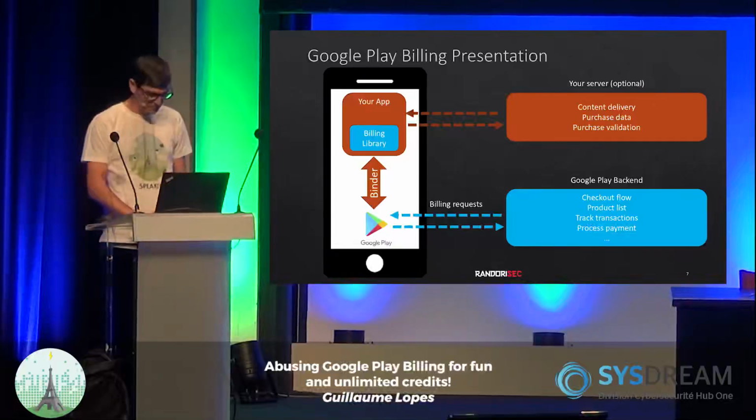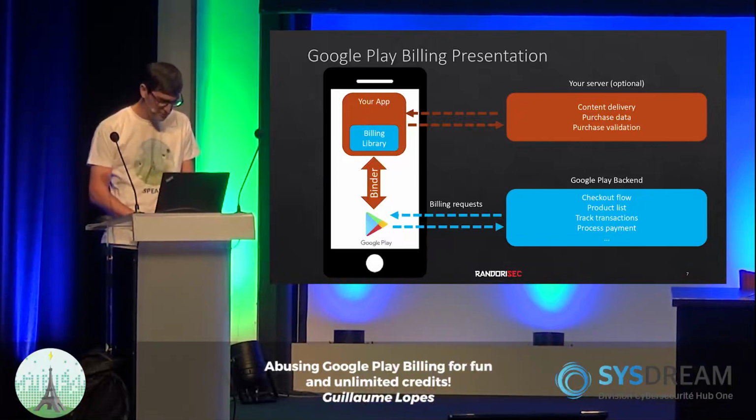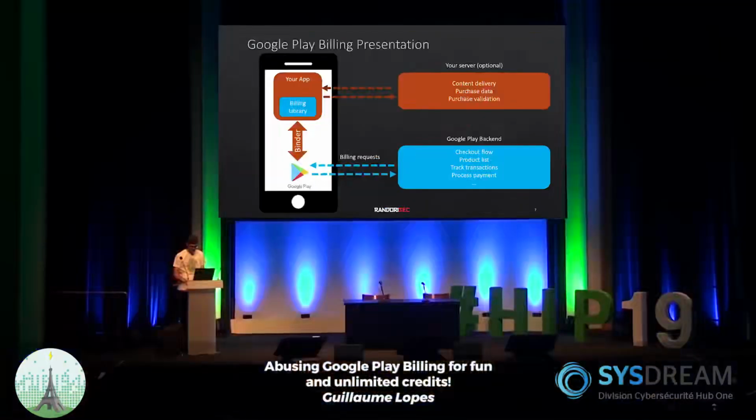So yes, if you look at this schema, just to have a better understanding. In orange here, you have your application. You just need to embed the Google Play billing library in your application. And then you have two important components. As we said before, the Google Play app, which your application is going to talk to, and the Google Play backend.